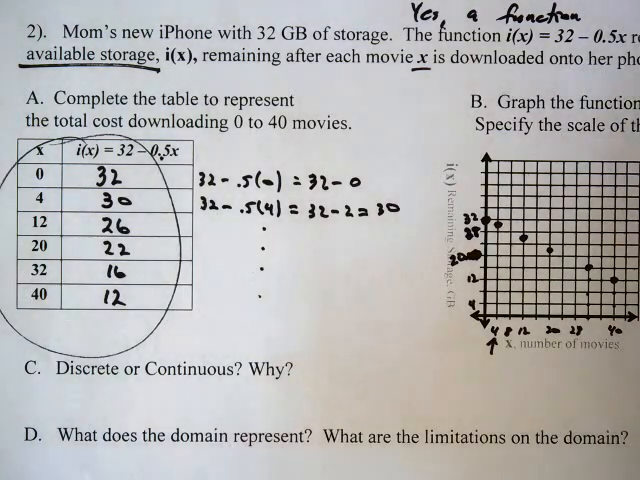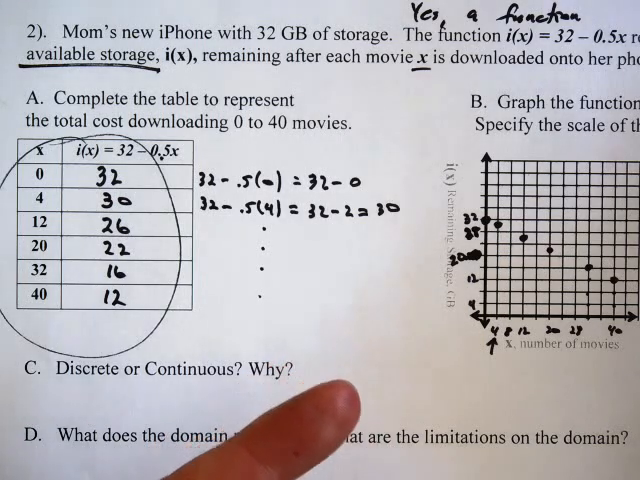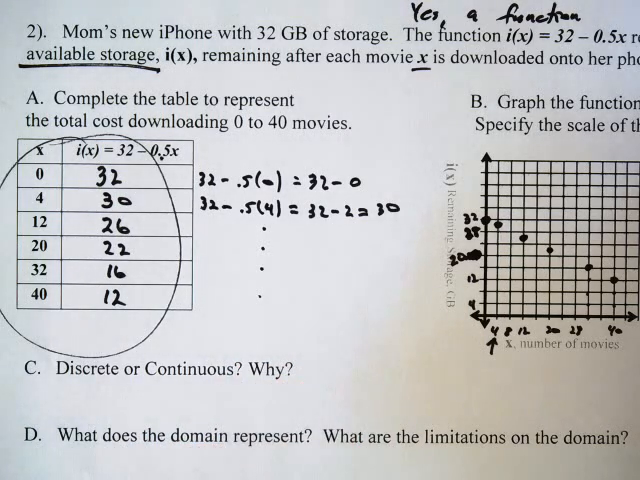Theoretically, I don't know how an iPhone works in this way, but could you put a half a movie on your iPhone? Well, probably. I don't think we would, but we could put a half a movie on there. We could put 1.5 movies on there and 2.5, but I would think that they're just whole numbers. So we'll see in a minute.